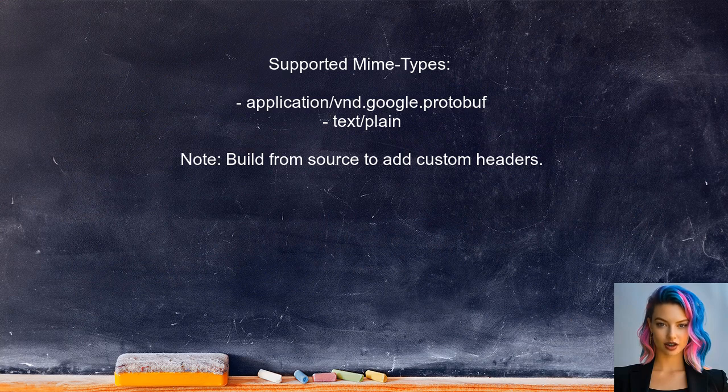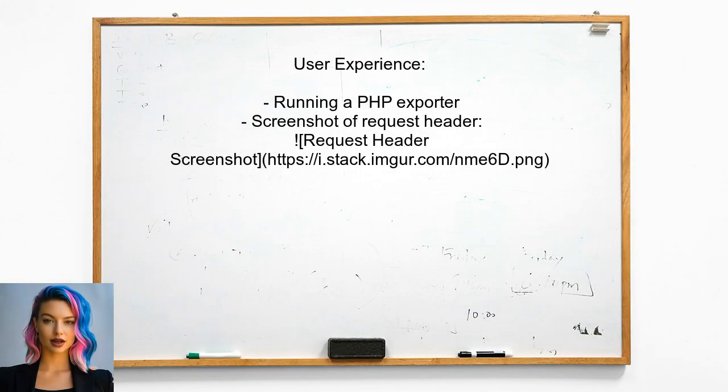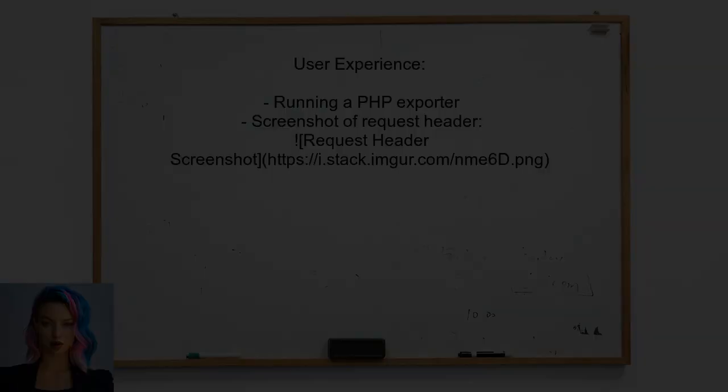However, none of the artifacts on Prometheus.io include the custom header, so you would need to build from the source in the master branch. The user also shares their experience running a PHP export order and provides a screenshot of the request header for reference.